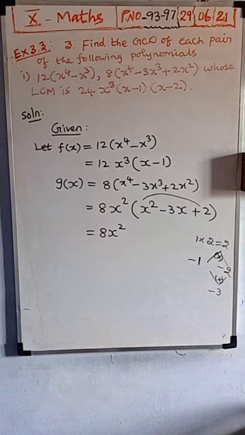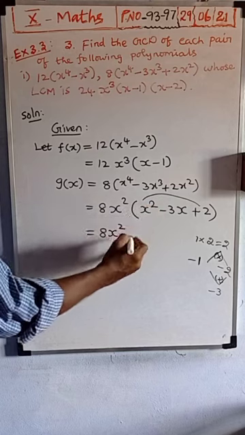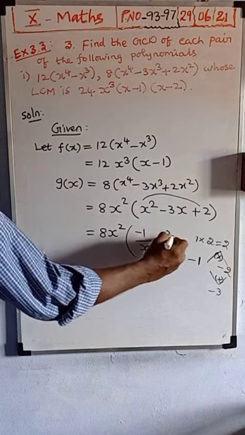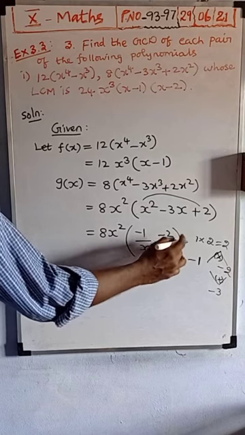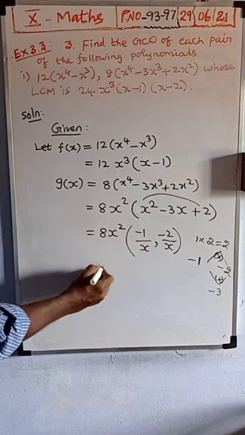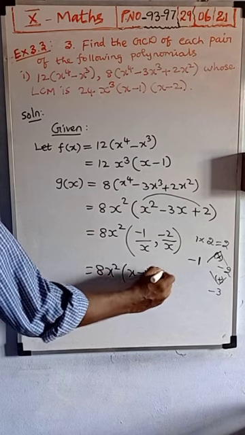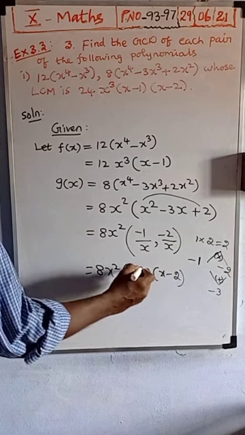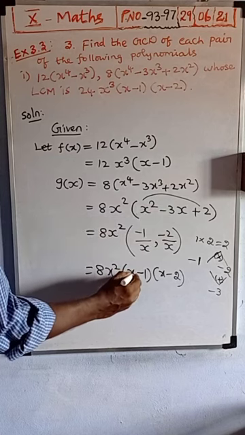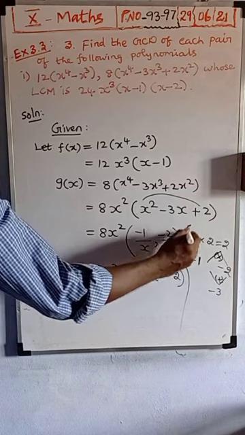So what are the factors? Minus 1 and minus 2. Getting the factors, minus 1 we divide by x, minus 2 we divide by x. It is a shortcut method, because the x square coefficient is 1. Therefore, 8x squared into x minus 1 into x minus 2. This is the factorization of this polynomial.